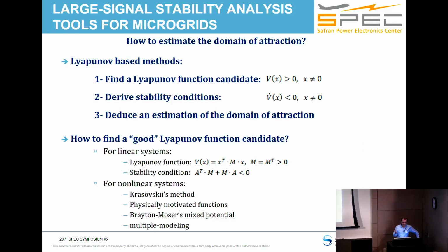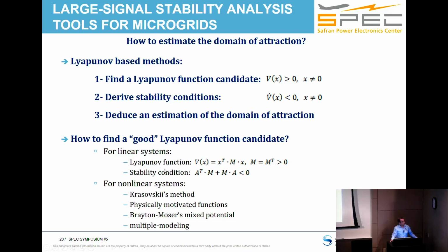Now, how to estimate this domain of attraction without simulating, without going through numerical methods? If you use Lyapunov function, the first step, you need a Lyapunov function candidate. Then you have to derive the stability conditions coming from this derivative should be negative. And then this condition is verified in the domain, and this domain is the domain of attraction, at least the estimated domain of attraction. How to find a good Lyapunov function? Several techniques, you can find them easily in textbooks and in the literature.